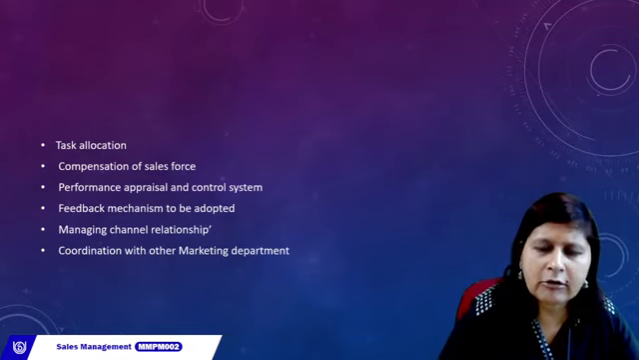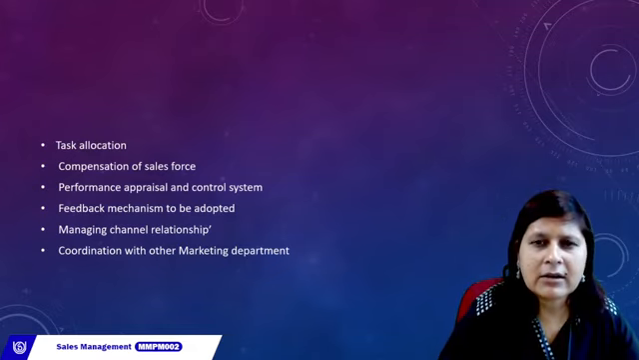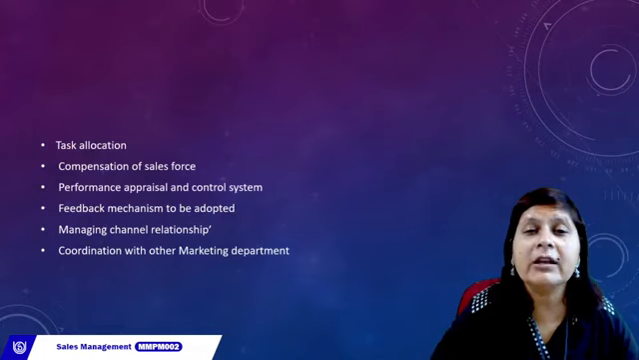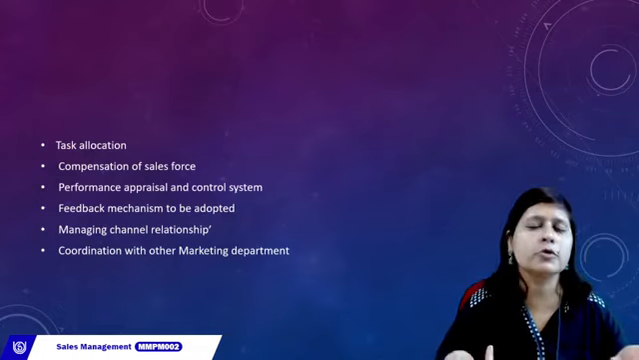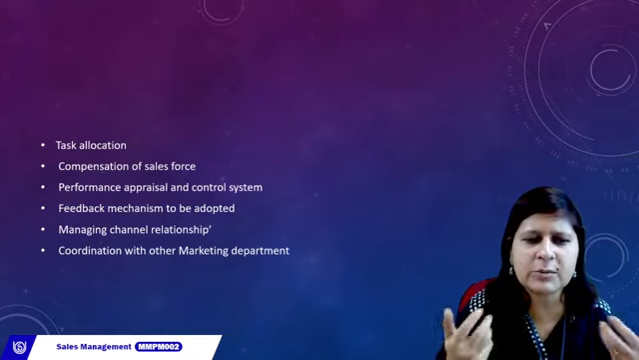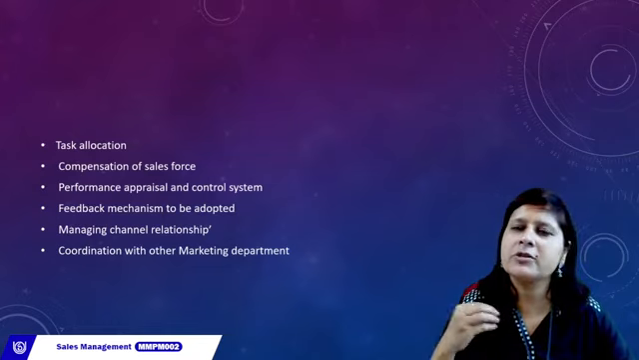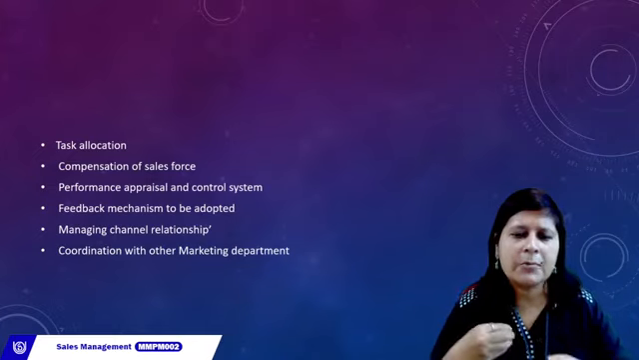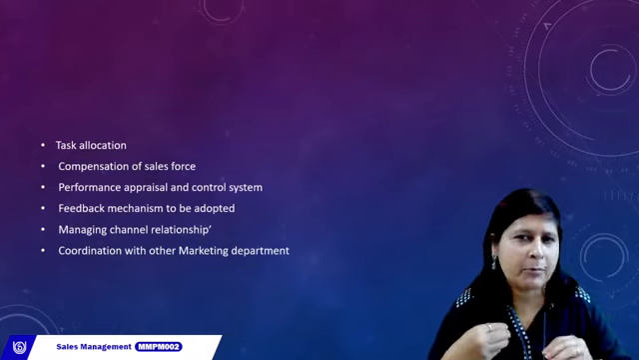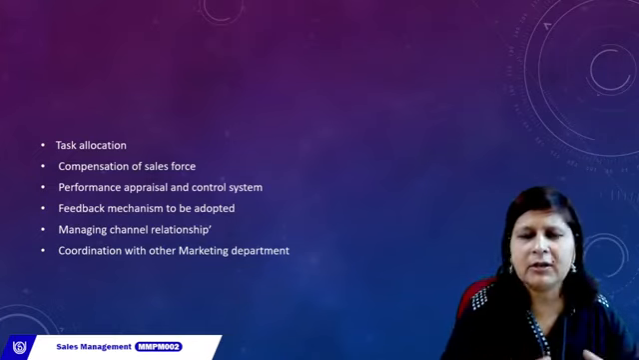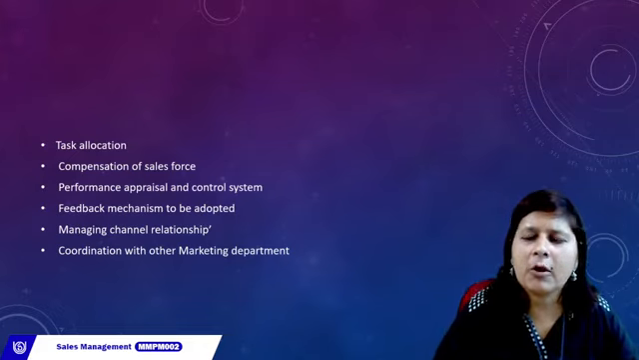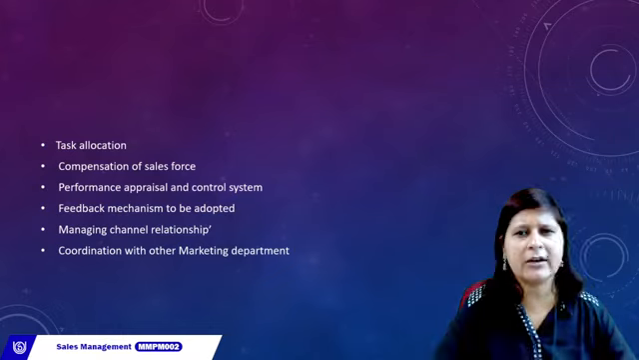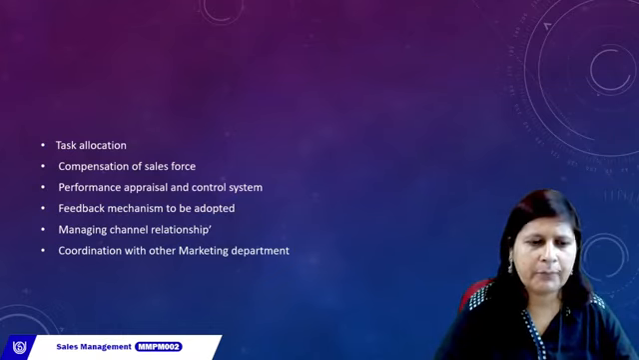And after recruiting and training comes task allocation, which means giving them the objective, what they are supposed to do or what the organization expects from them. Then the compensation of the sales force. Compensation is because they are performing, so we have to pay them. Compensation is again very important: what should the compensation of the sales force be? And then performance appraisal and the control system.